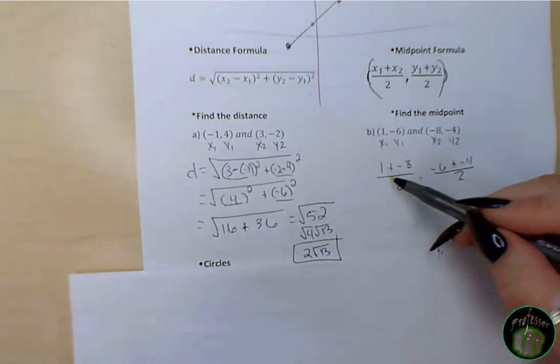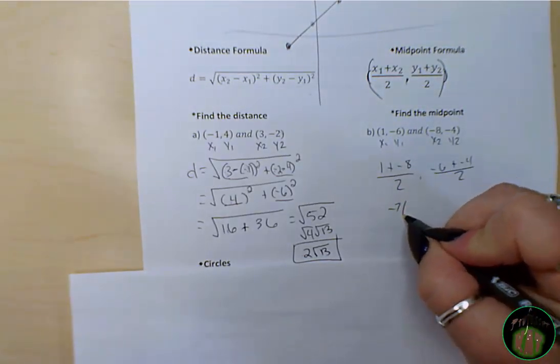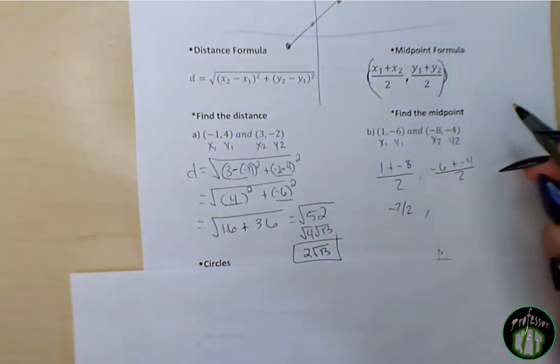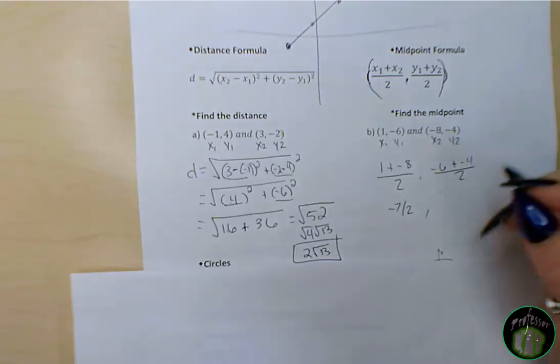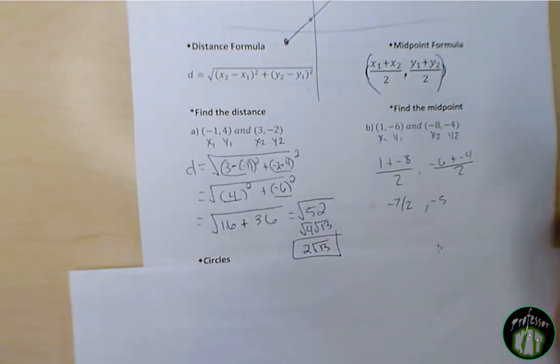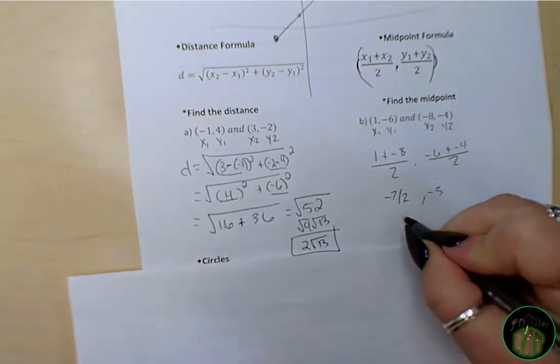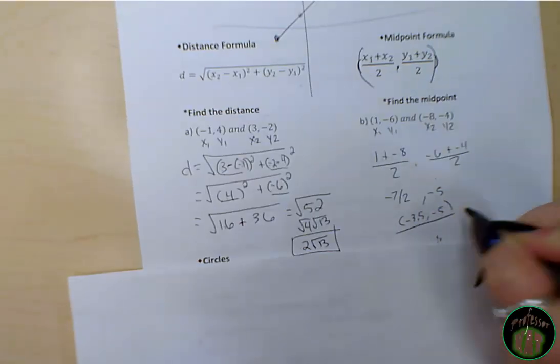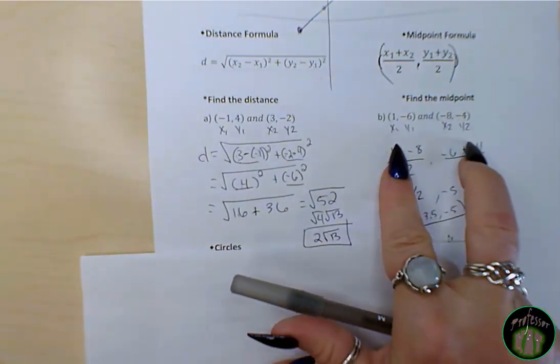Well, 1 plus a -8 is a -7, so we do get a -7/2 there. -6 plus -4 is a -10, and if we take -10 divided by 2, that is a -5. So we have a -7/2, a -5, or in decimals, -3.5 and a -5 as the midpoint between those 2 points.